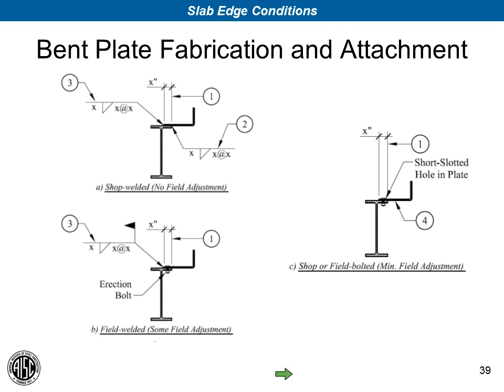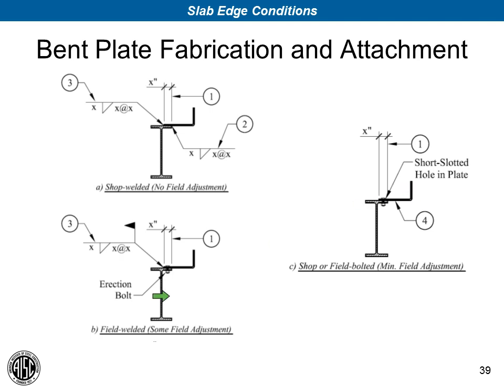It could be shop welded, as in Figure A, or it could be shipped to the site with an erection bolt, as in Figure B below, and that's what you saw in the previous slide. Option A is by far the most economical solution, but it doesn't allow for any field adjustment, and for that reason, we prefer using option B, with the erection bolt and the field welded final condition, or perhaps relying on short slotted hole and slip critical behavior between the bent plate and the top flange of the spandrel beam is an option C.